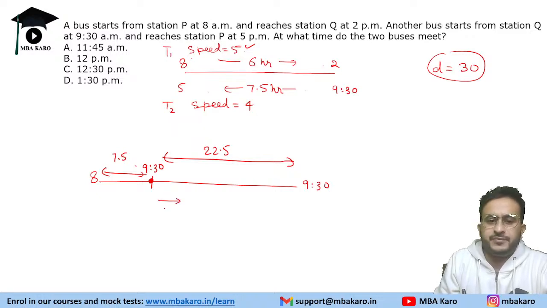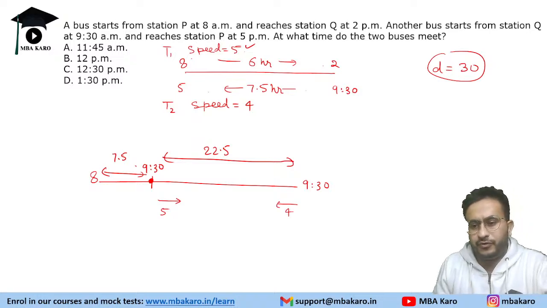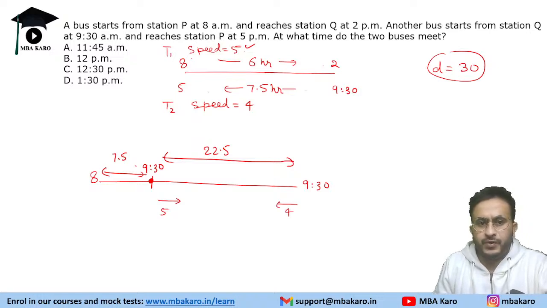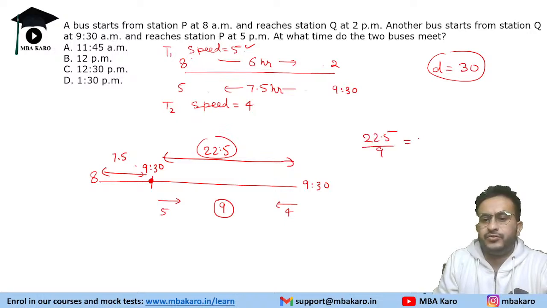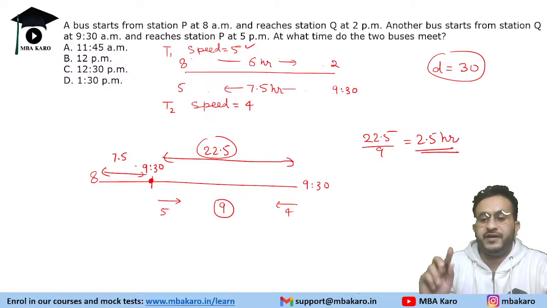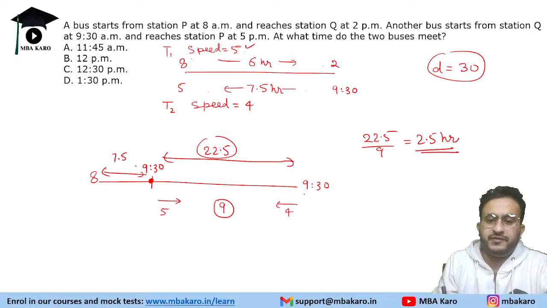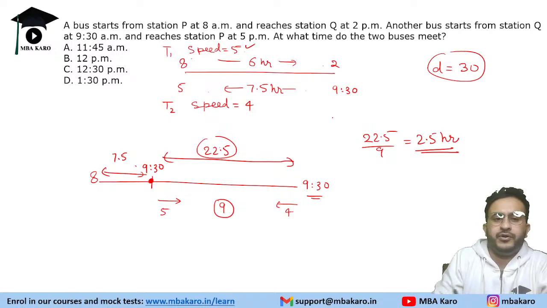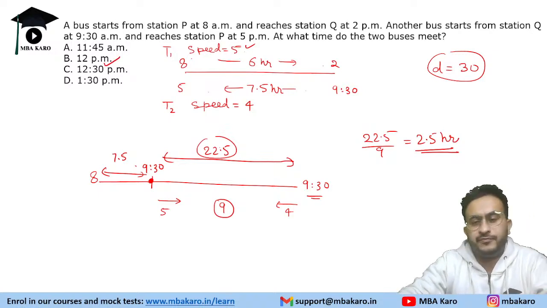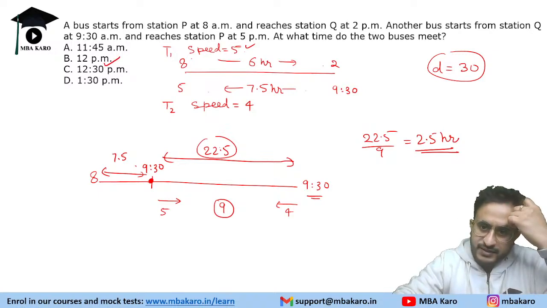And what is the relative speed? This train is going with the speed of 5, and this train is going with the speed of 4. So the relative speed is 9. The distance is 22.5 and the speed is 9, so it will take 2.5 hours to meet. 2.5 hours from 9:30, because now both trains are in motion. So add 2.5 to it, and you will get the answer as 12 p.m. The trains will meet each other at 12 p.m.